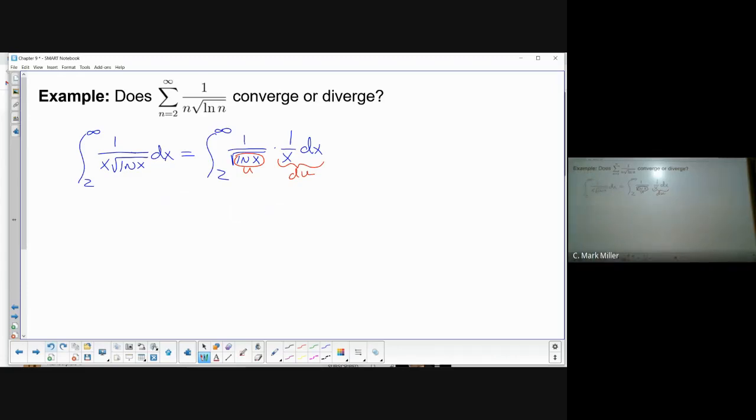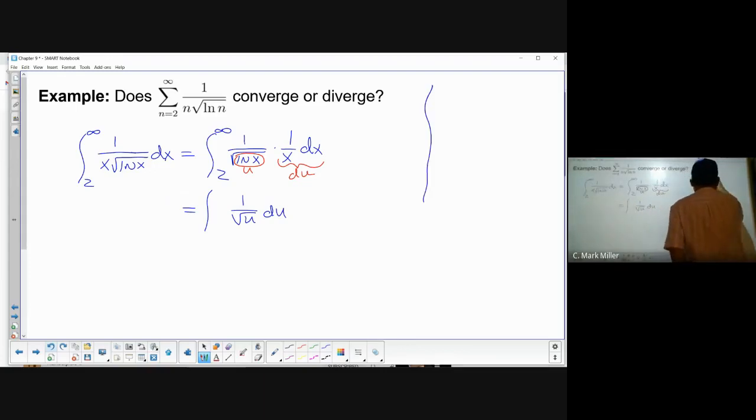Right? All right. And that's going to be the integral of 1 over square root u du. All right. What's that going to be? We still got the bounds to deal with.